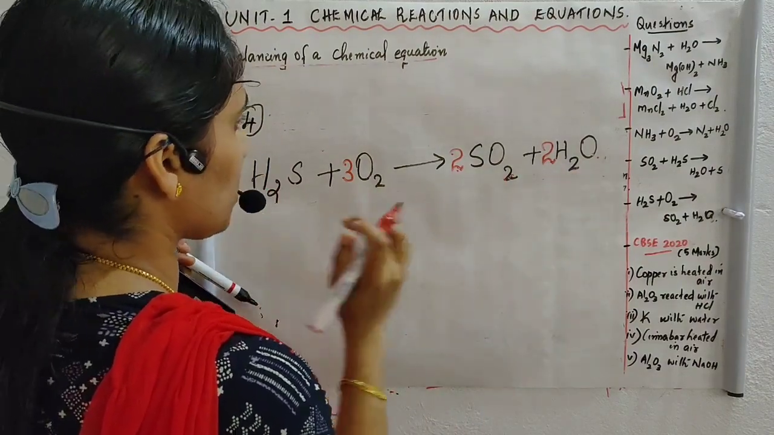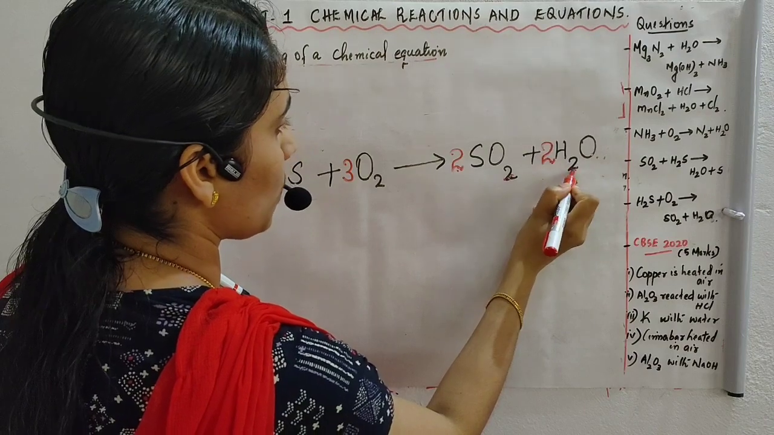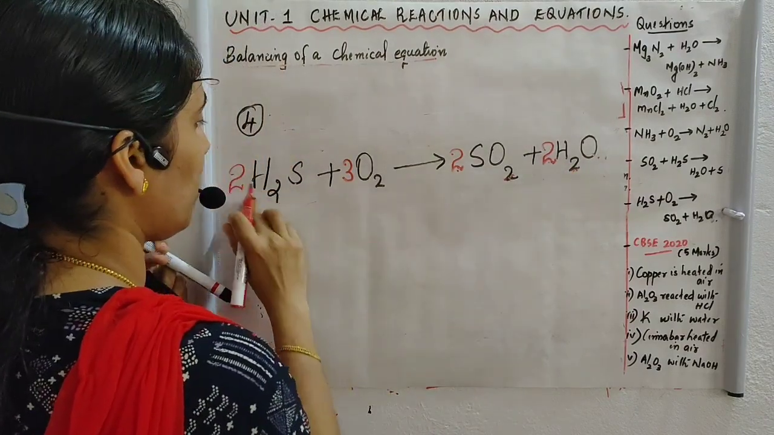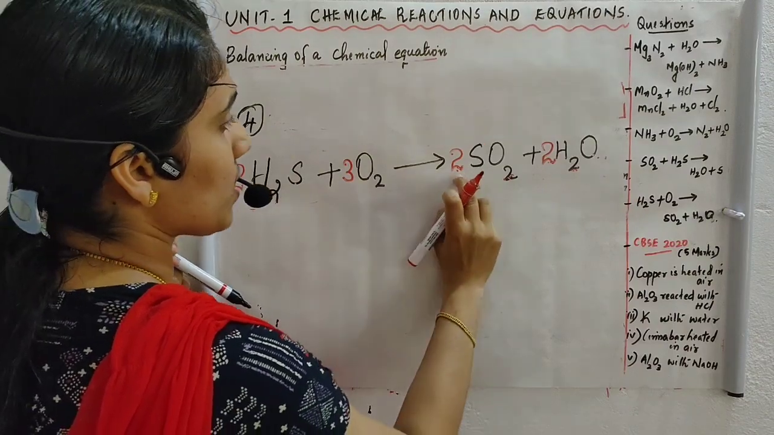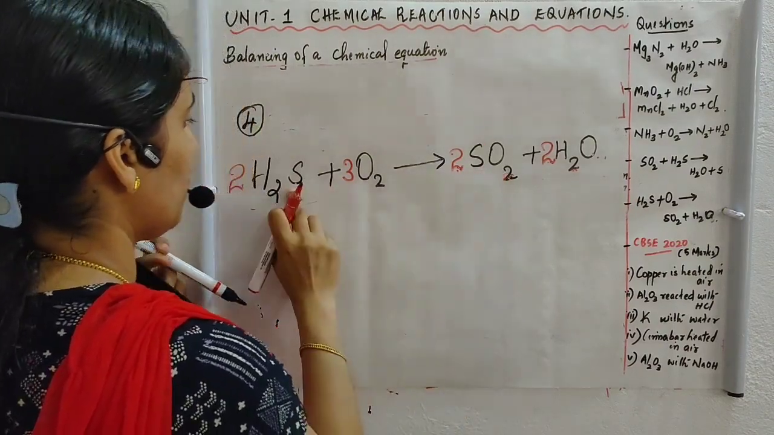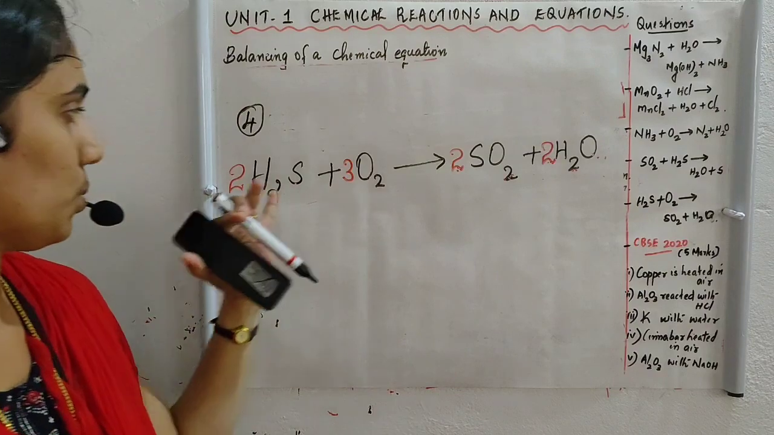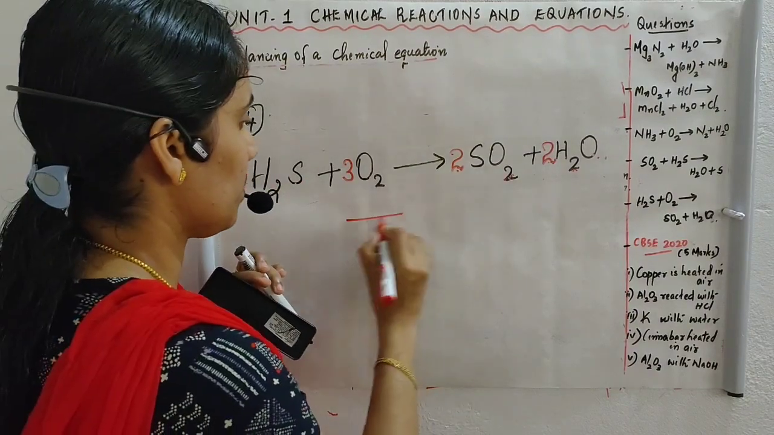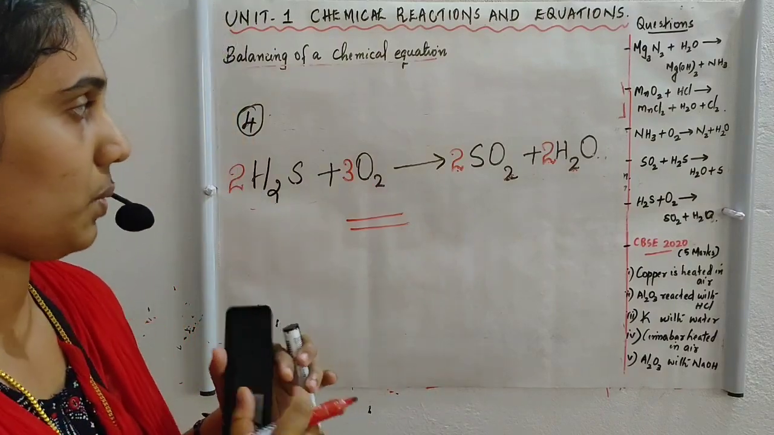Then what about hydrogen now? Hydrogen here it is 4. Hydrogen here it is 4. So you can make 2 here. Hydrogen 4. Then what about sulfur? Sulfur 2. This side also it is 2. So now the equation is balanced. So this one is the balanced equation.